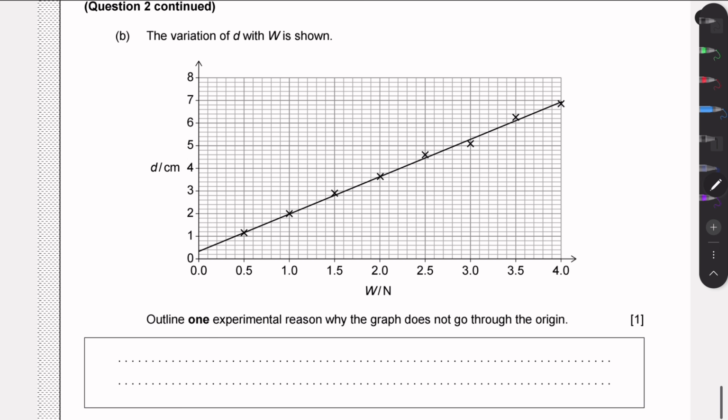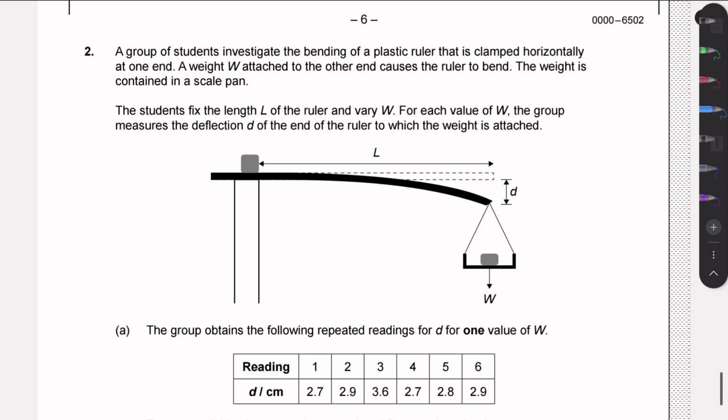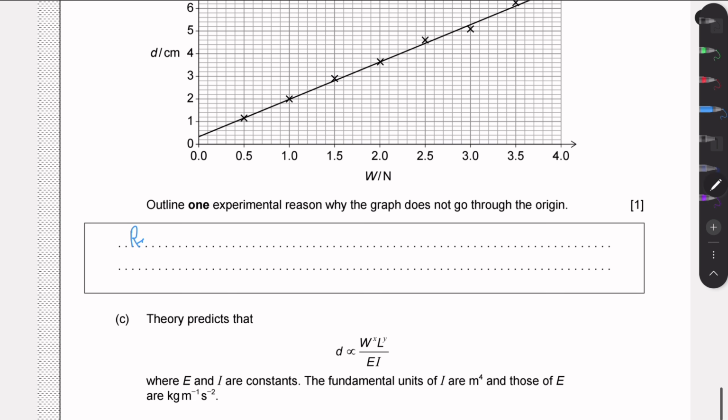Now we're given a variation of D with this weight we placed. We need to outline one experimental reason why the graph does not go through the origin. So we kind of have to imagine what's happening here. This basically means that even if we have a mass of 0, if we have no weight over here, there's still some small deflection. And we have to state why this might be. One of the reasons is that the ruler has a weight of its own. So the ruler will bend under its own weight. It will bend down a little bit.